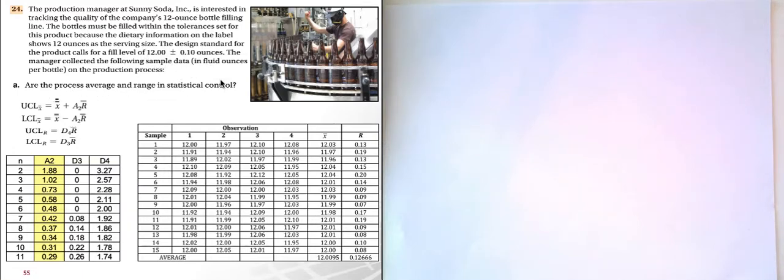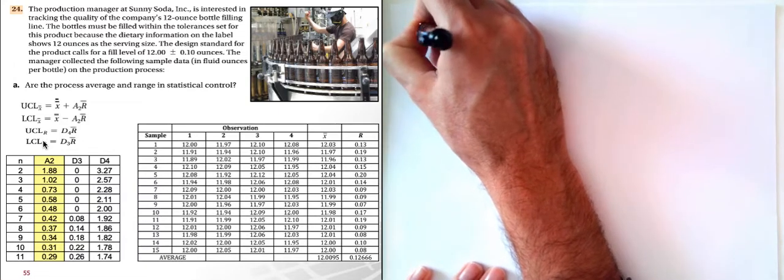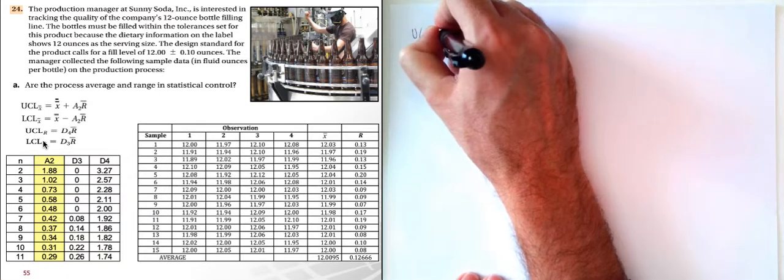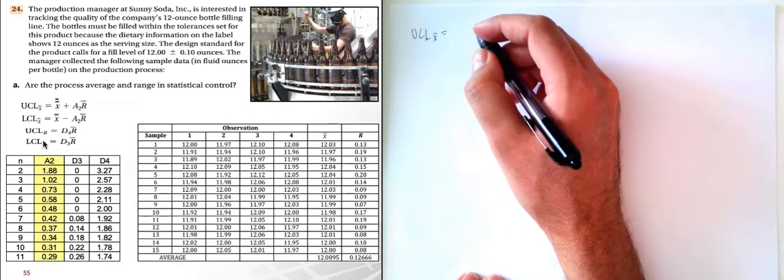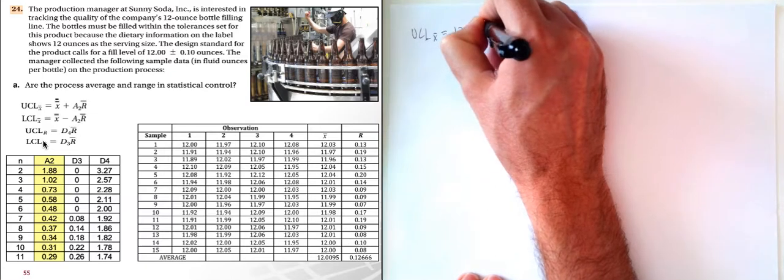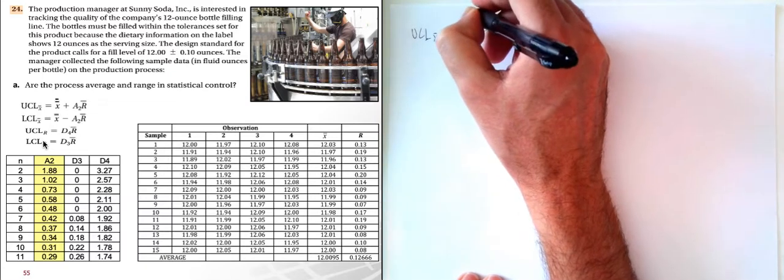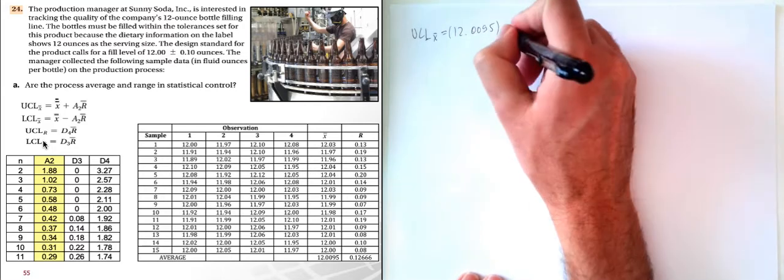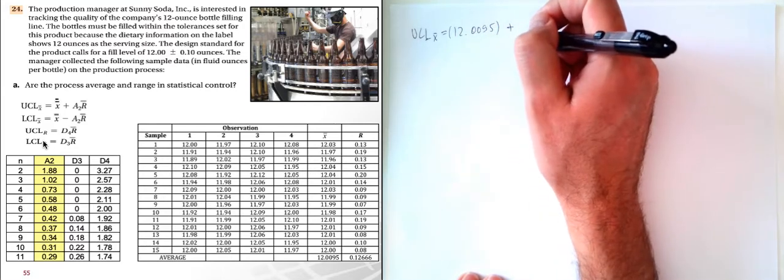So the control limits, if the process is under control, yes or no, these are the formulas that we need to use. So let's start with the upper control limit for X bar equals X double bar, which we know is 12.0095. I cannot make any mistakes because I'm writing with a pen. Let's see if that works.